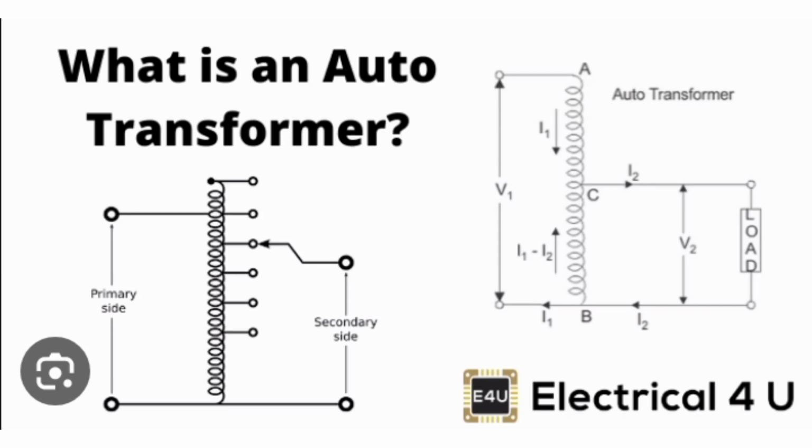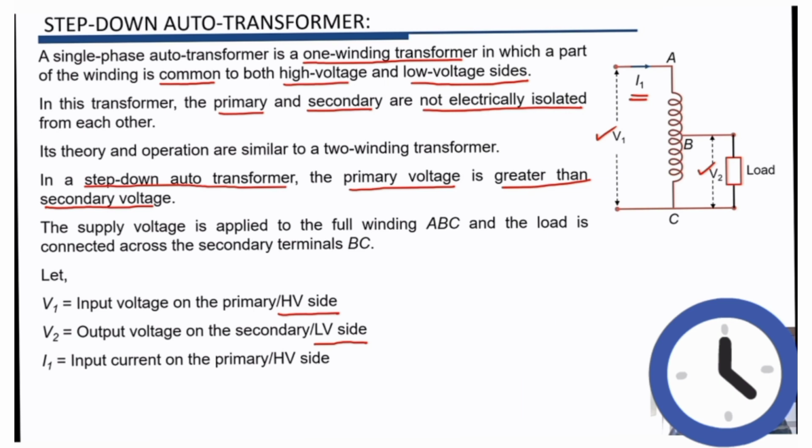Hello friends, in this video we are going to learn about an auto transformer. A normal transformer consists of two windings, with a voltage source, under load or no load. But what is the speciality of an auto transformer? It has a single winding, but performs like a two winding transformer. Here you can see the diagram of an auto transformer.